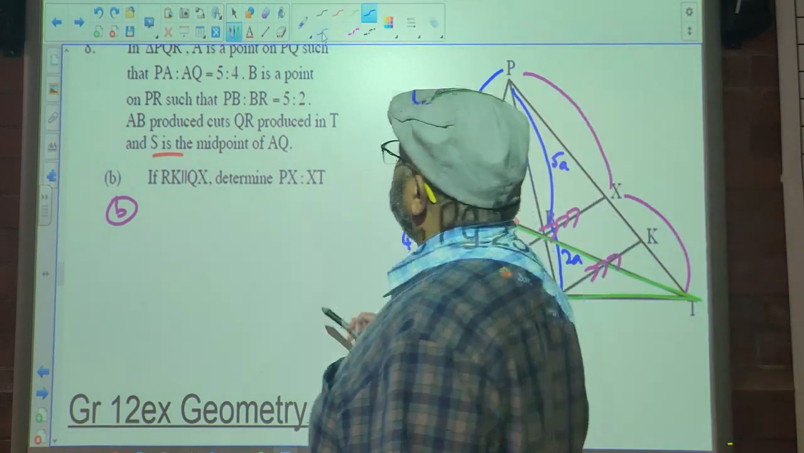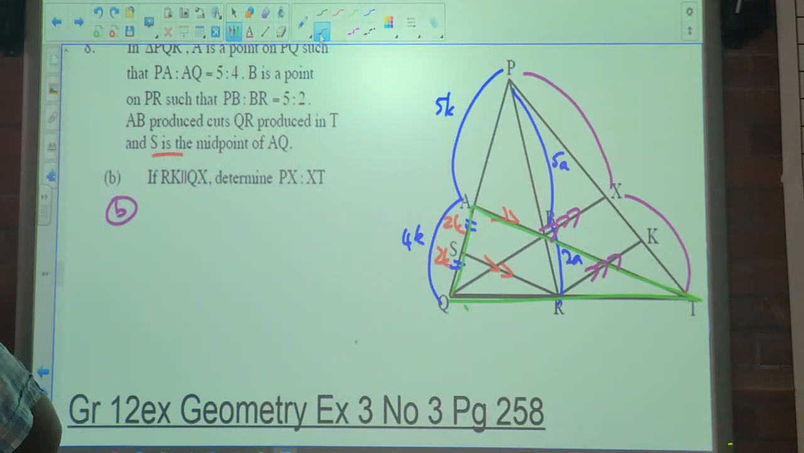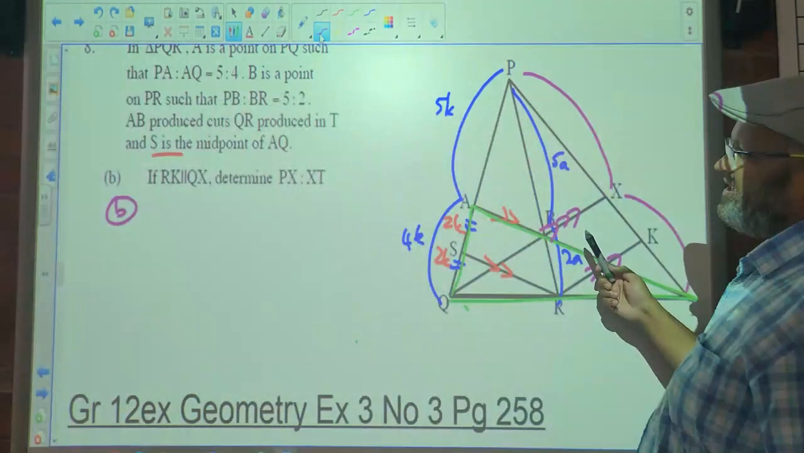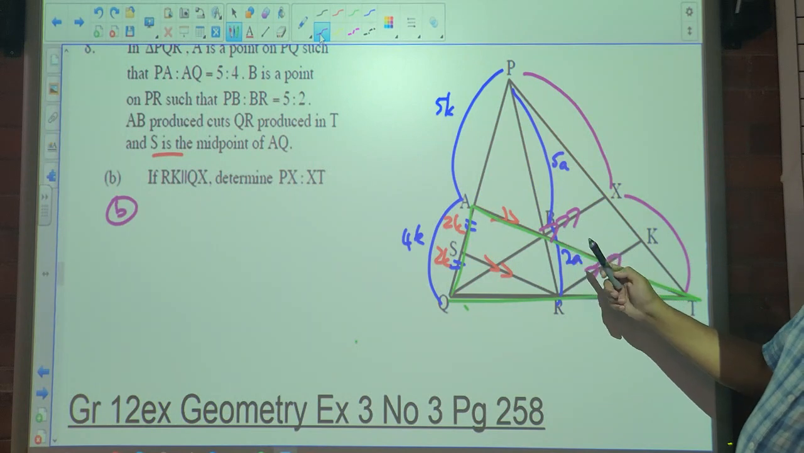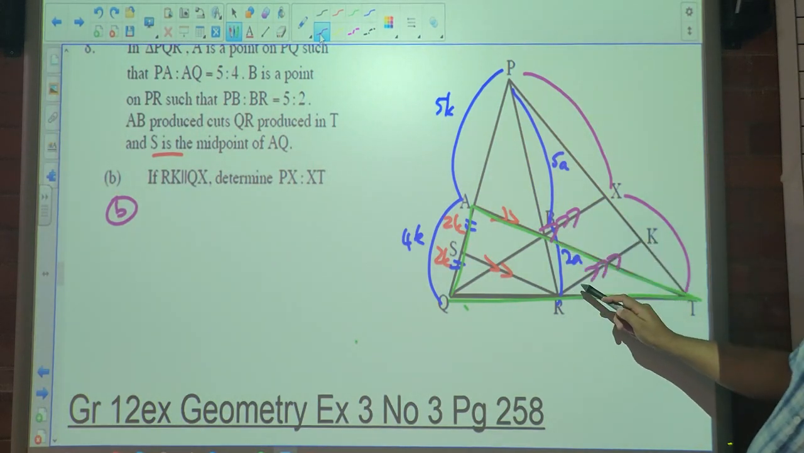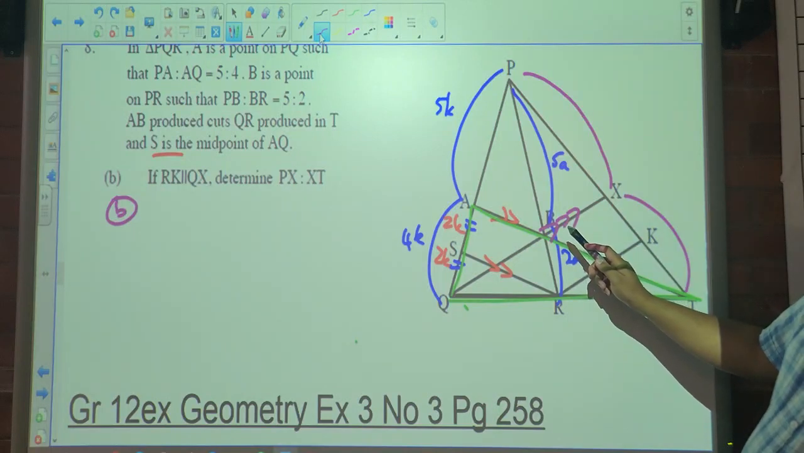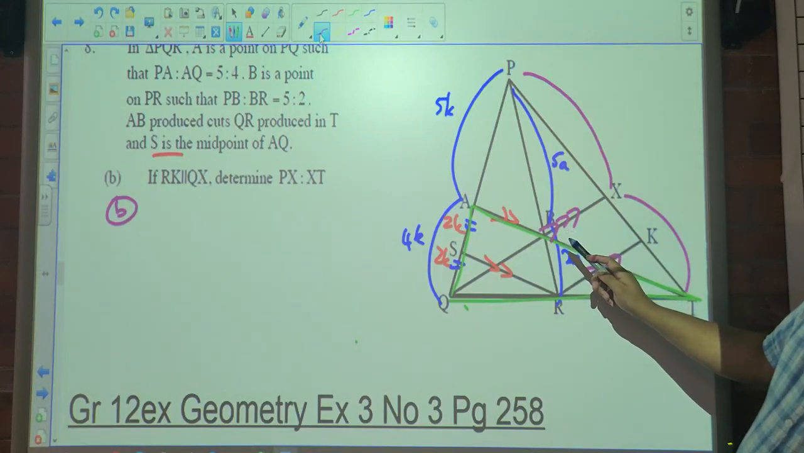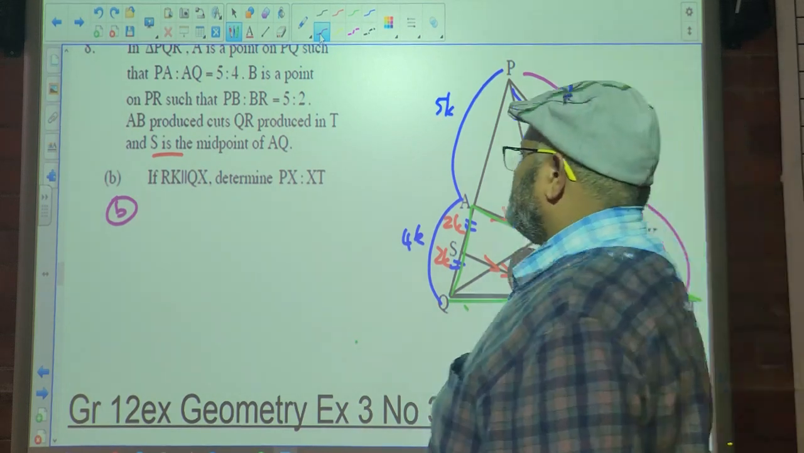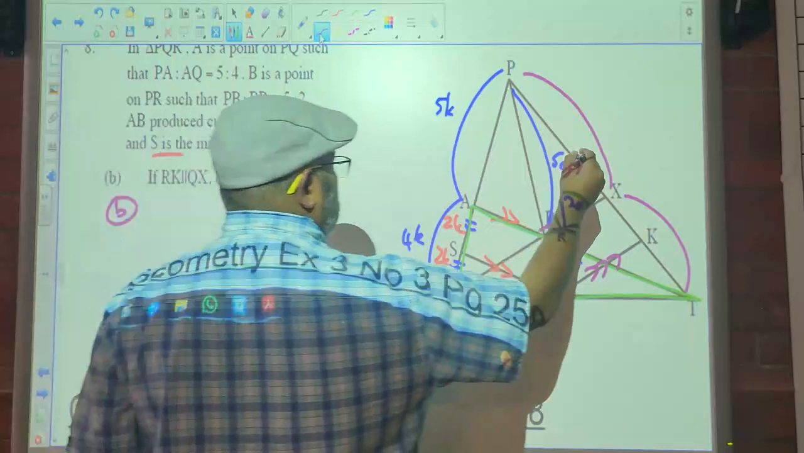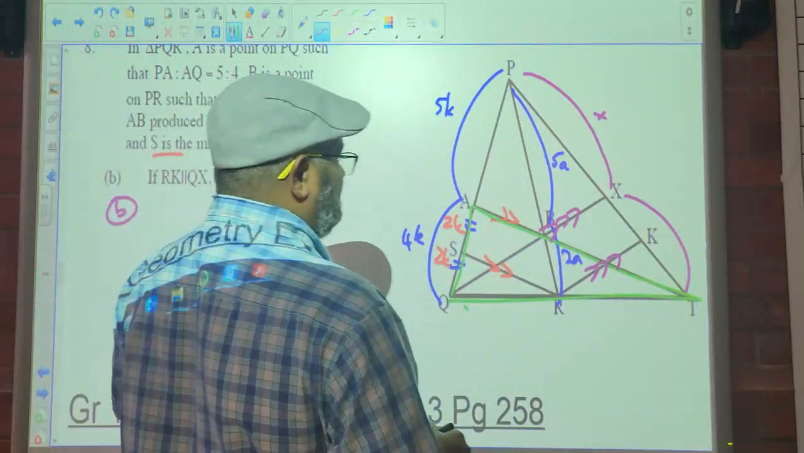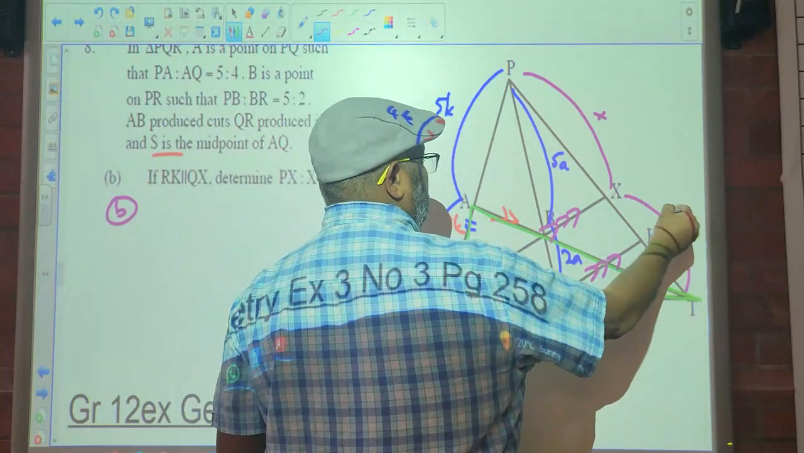Okay, so the question says if RK is parallel to QX, so that whole line is parallel. Determine PX, which is this length here, is to XT, which is this length here.